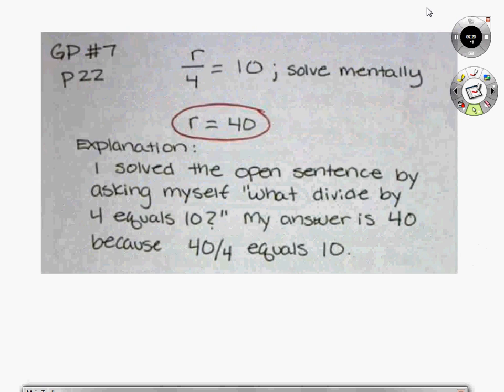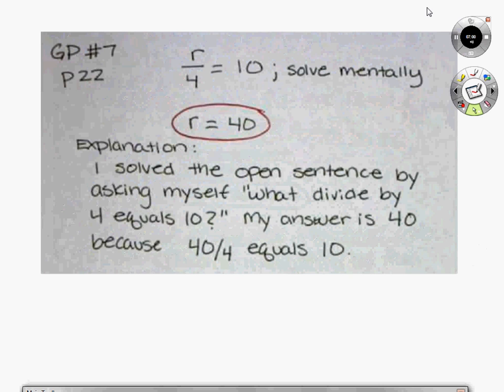Okay, guided practice number 7 is our third question that we're looking at. It's on page 22. In this situation, they're asking us to solve an open sentence. Once again, it can either be an inequality or an equation, but they want us to solve it mentally. That doesn't mean that you shouldn't write an explanation. It does mean that you don't necessarily have to show work like you would typically. So in this situation, I'm just going to put r equals 40, and I think everyone can probably do that in their heads, right?